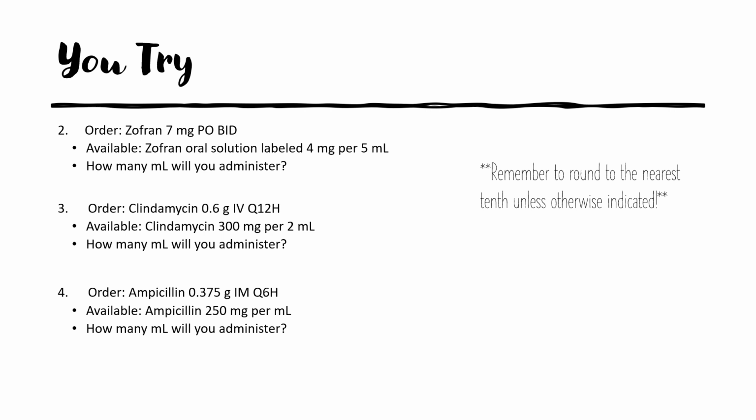So if I want to give 7 milligrams and I have available 4 milligrams per 5 milliliters, I'm going to give 8.8 milliliters. If I want to give 0.6 grams and I have available 300 milligrams per 2 milliliters, remember I'm going to want to convert that 0.6 grams to milligrams first, and I'm going to give 4 milliliters. And then if I want to give 0.375 grams and I have available 250 milligrams per milliliter, again, I'm going to convert those grams to milligrams first, and I'm going to give 1.5 milliliters.